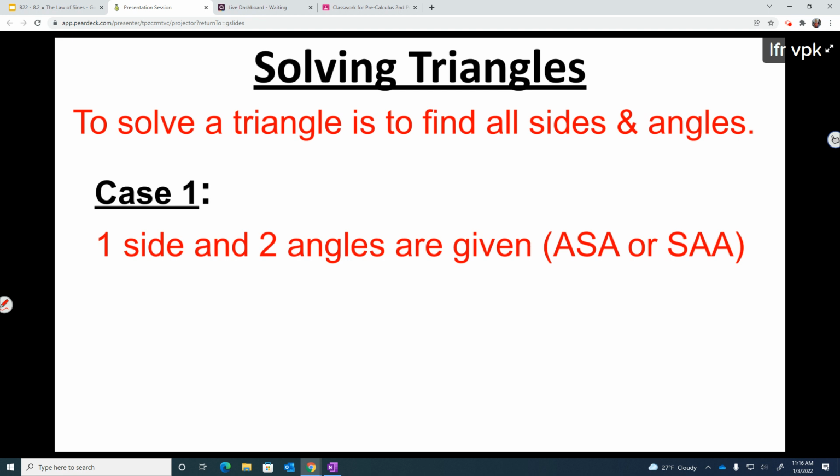Let's draw these two scenarios. So for example, maybe we're given something like this. Here we've got A, B, and C. So maybe we're given that big A is 30 degrees, and then we're given this side over here, let's say it's 10, and then we're given the C over here, maybe it's 25 degrees. So that would be an angle, a side, and an angle.